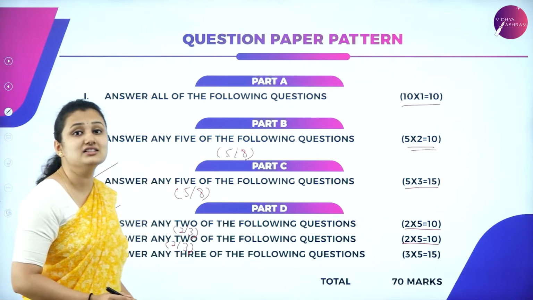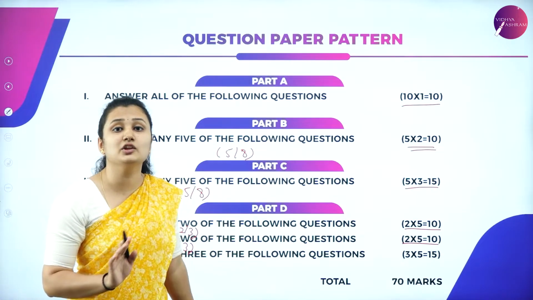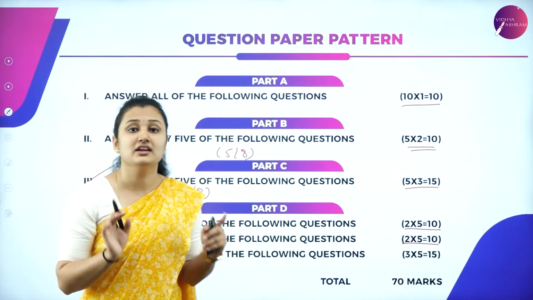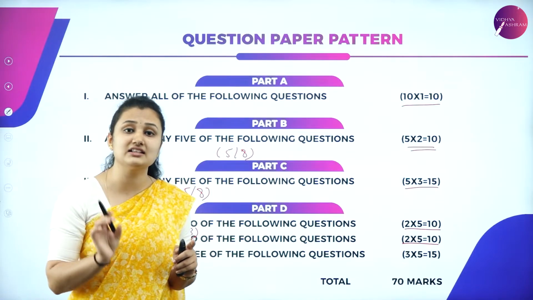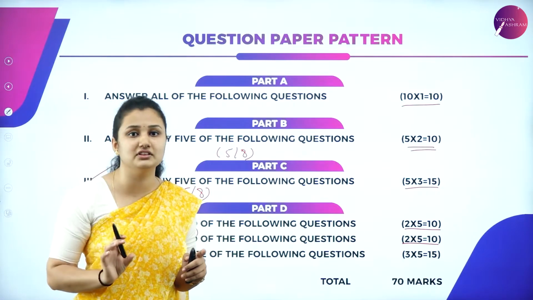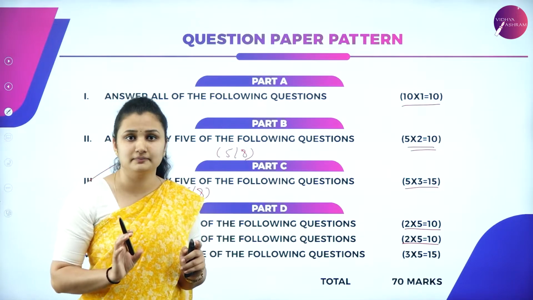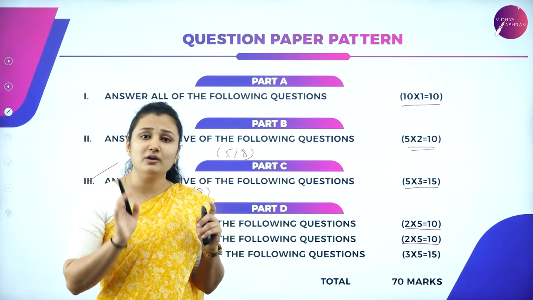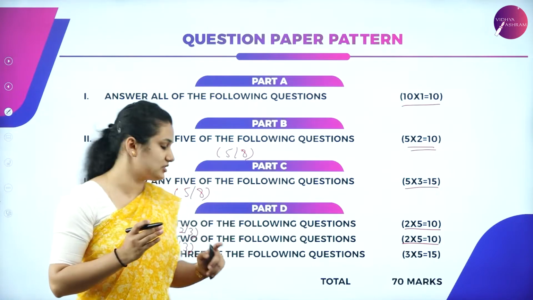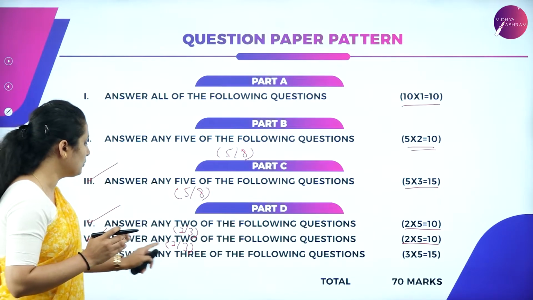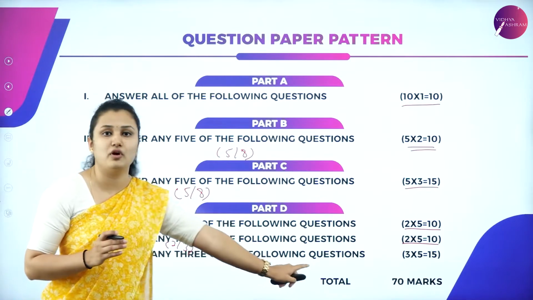That means it is the numerical part. Never think numerical problems are a problem. It is actually easy if you can understand and analyze and write the given things with the relevant formula. So the numerical problem is a scoring part. So take it seriously. Always try to analyze the numericals. So that will be your sixth main, where you have to answer any 3 of the following questions.